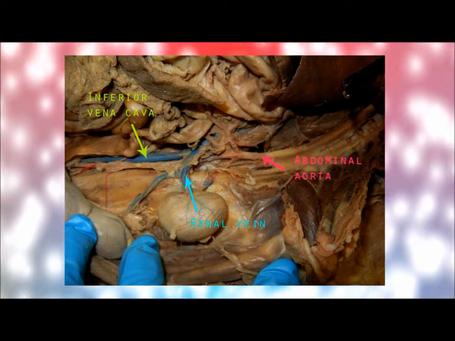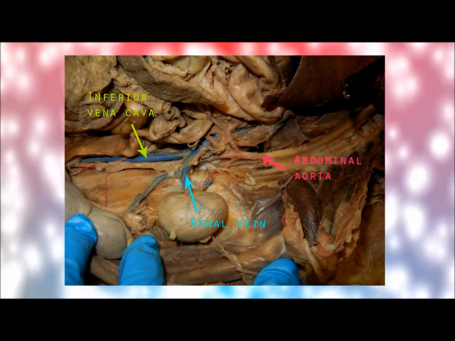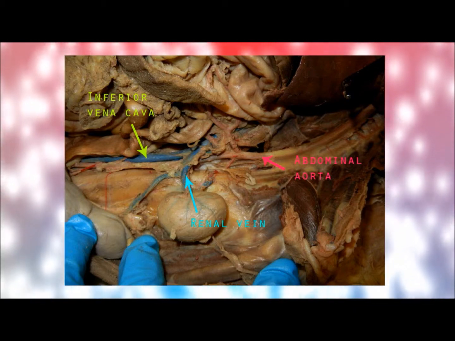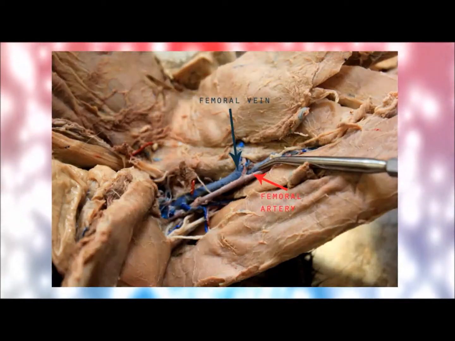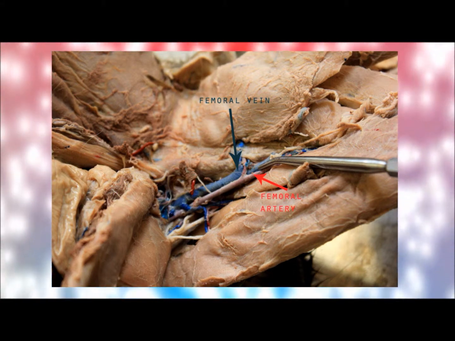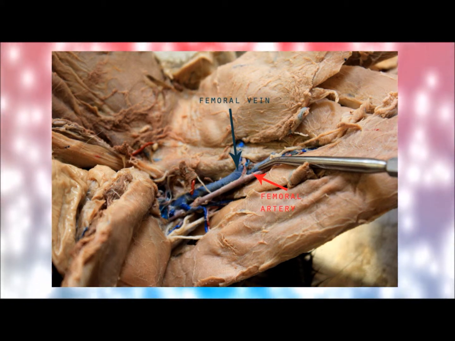These vessels can be difficult to see as they are located beneath the majority of the digestive organs: the inferior vena cava, the renal vein, which seems as if it's connected to the kidney, and the abdominal aorta. And here in the thigh area, we have the femoral vein and the femoral artery. Don't forget the white arteries. Those aren't arteries, but we'll get to that soon.